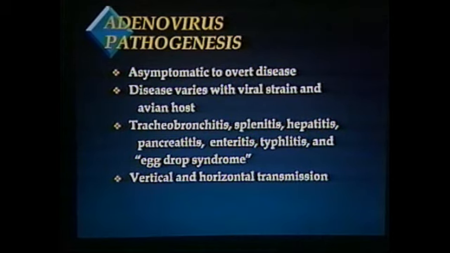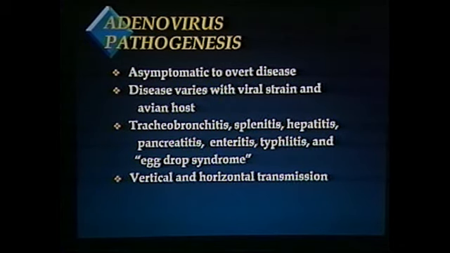As I've mentioned, avian adenovirus infection can be asymptomatic to causing overt disease. And the types of disease that are seen in poultry include tracheobronchitis, splenitis, hepatitis, pancreatitis, enteritis, including typhlitis, and egg drop syndrome. Tracheobronchitis is very prevalent in quail. Splenitis, hepatitis, and egg drop syndrome are observed most often in chickens.